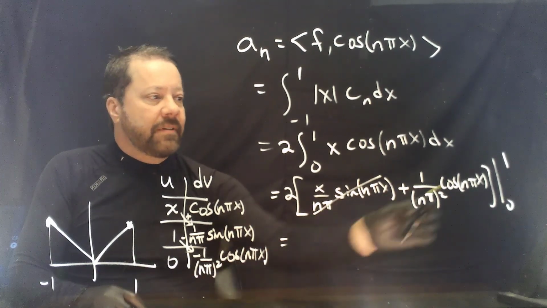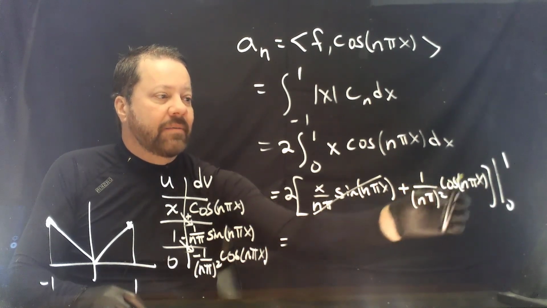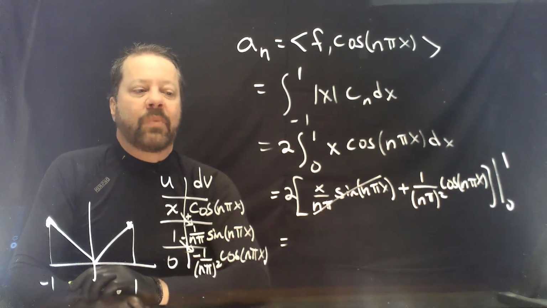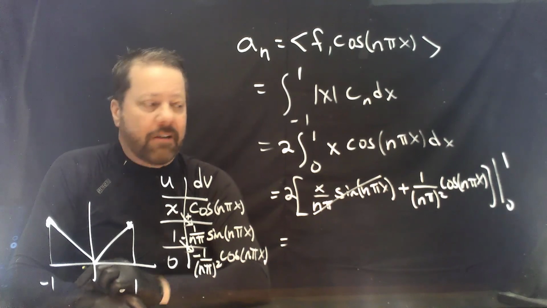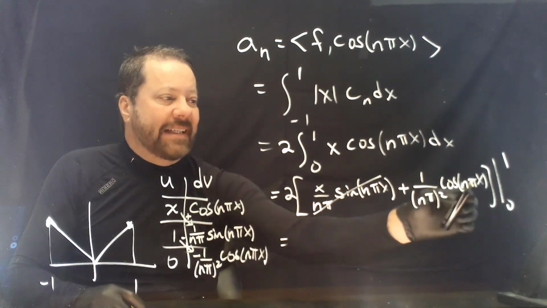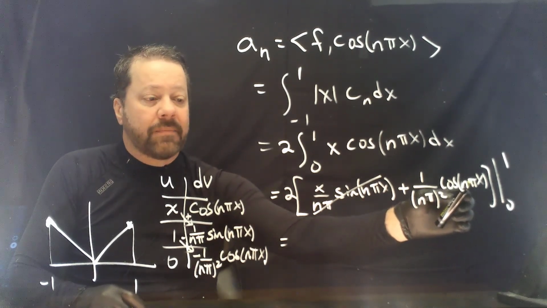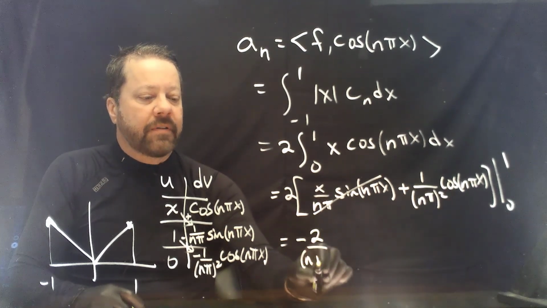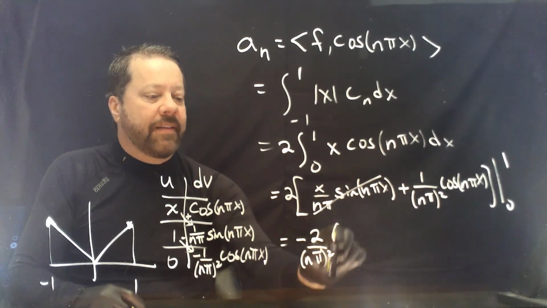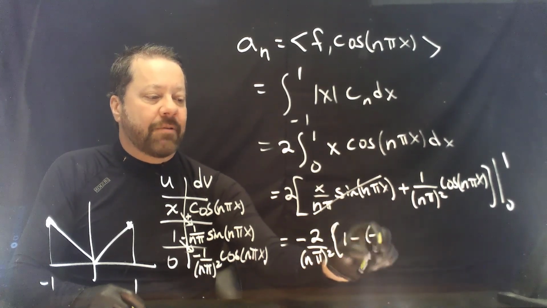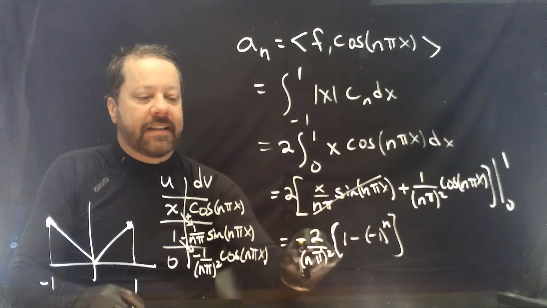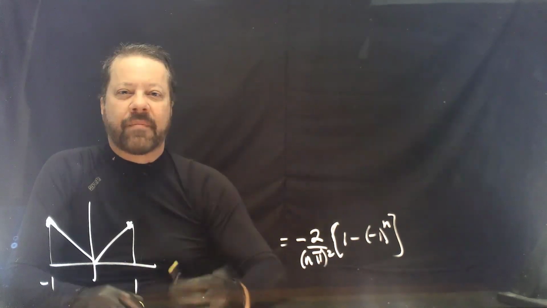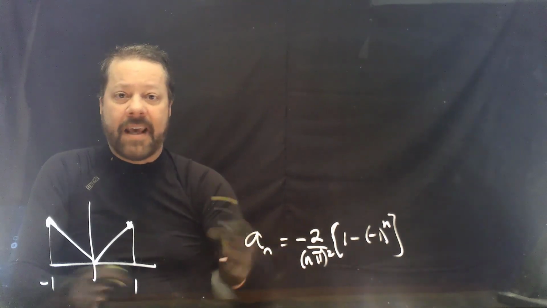When we plug in 1, we'll have cosine of n pi, which is (-1)^n, and we'll be subtracting cosine of 0, which is 1. So I'm going to write this as -2 over (n pi) quantity squared, and then 1 minus (-1)^n. I'll reverse the order of the subtraction, and that's why we get the negative out front here. So these are the an's.